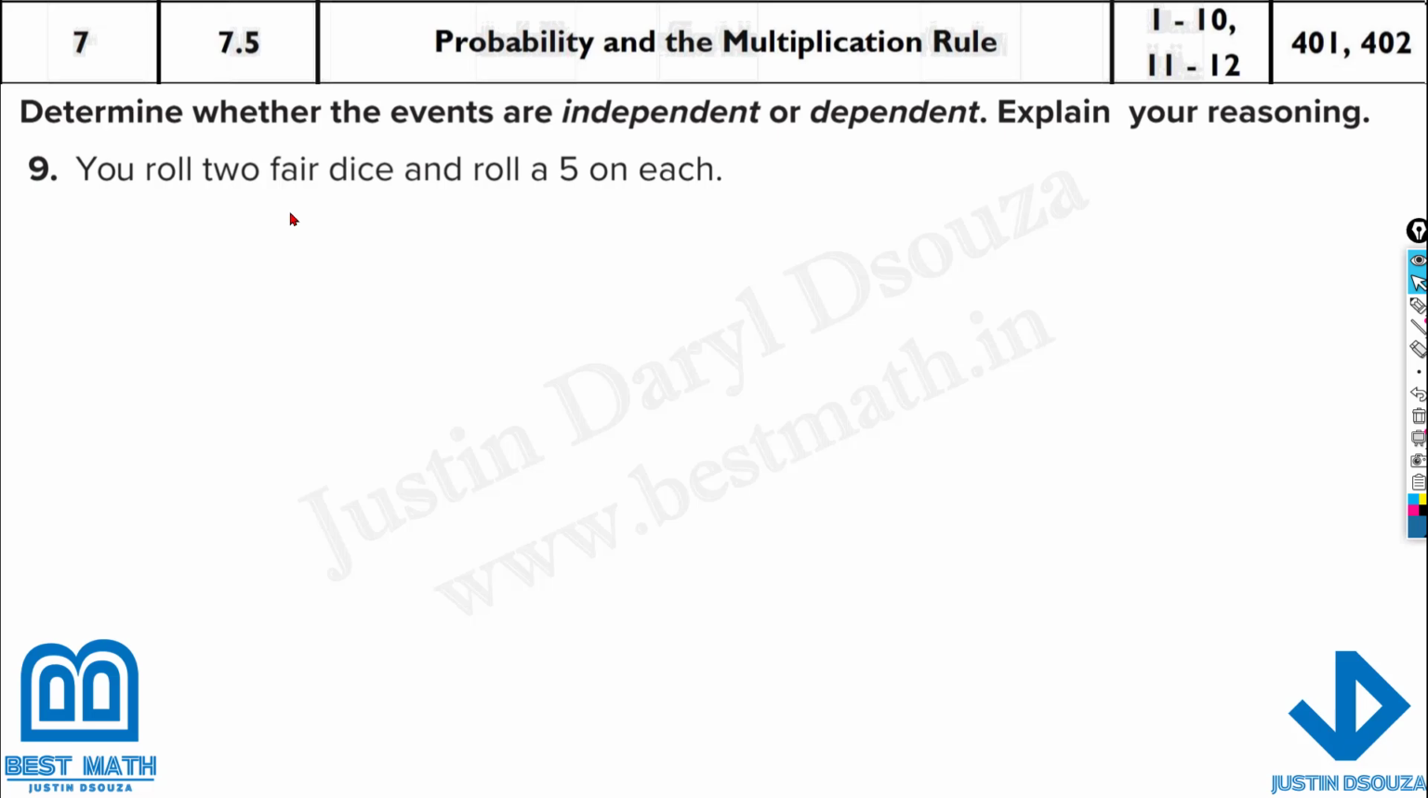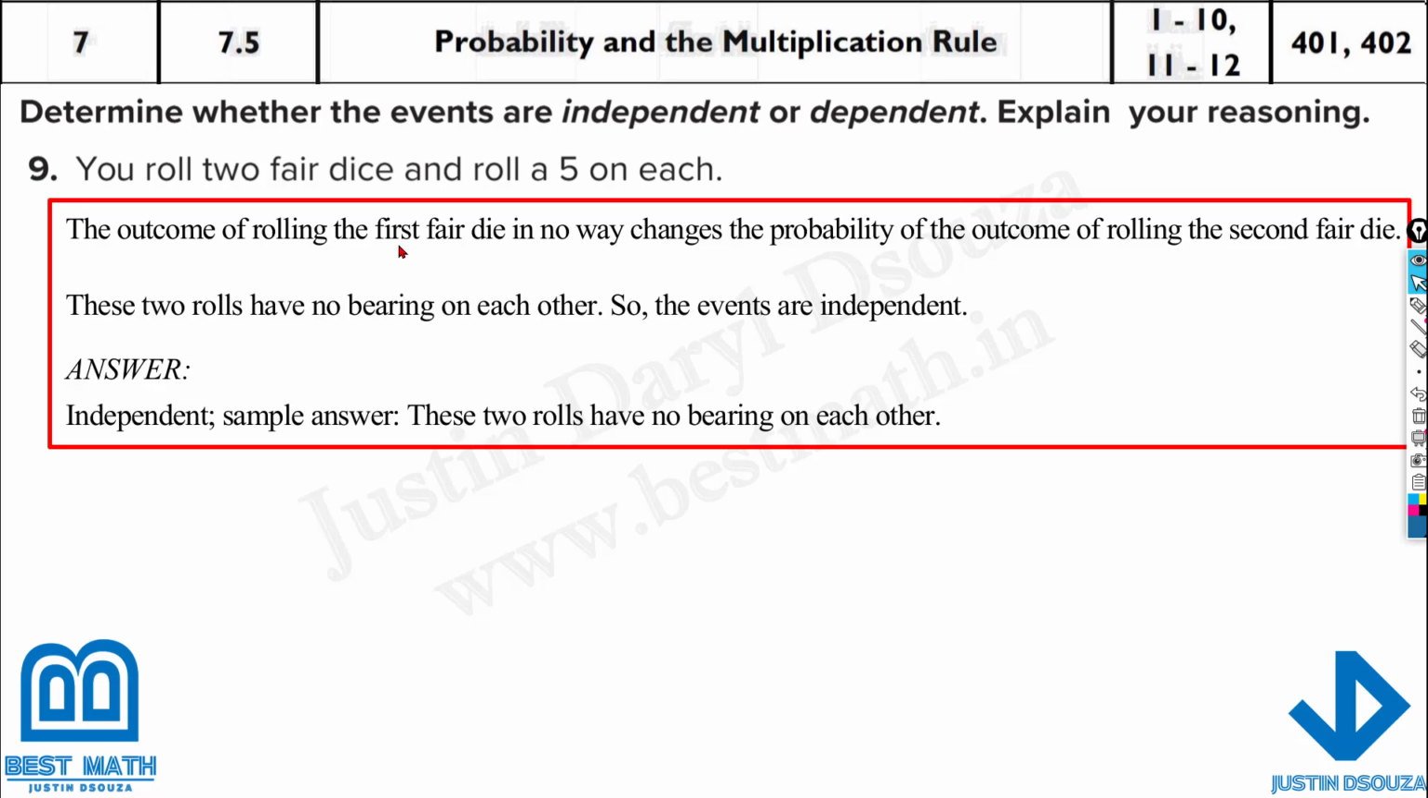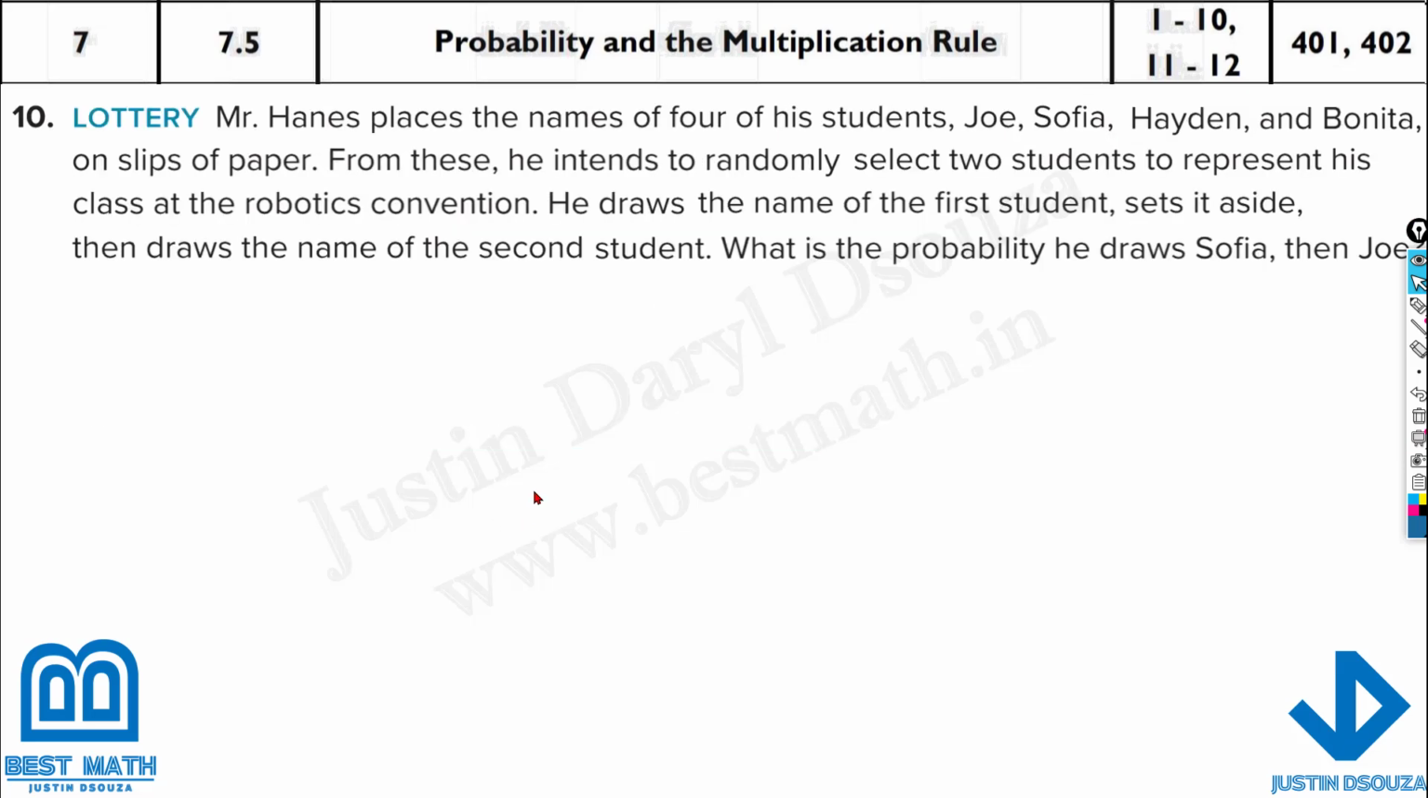You roll 2 fair dice and roll a 5 on each. It's 2 fair dice. These are independent of each other. Why? Because you're going to roll a die, it's going to be 5. It's a fair die, 5, 6, any possibility. Then again, second one, any possibility. They're not going to impact each other's probabilities.